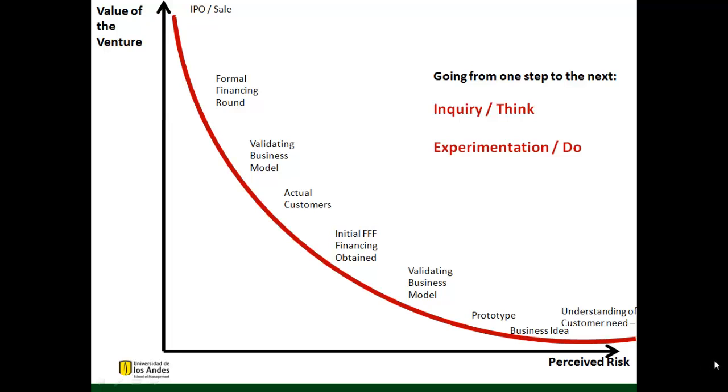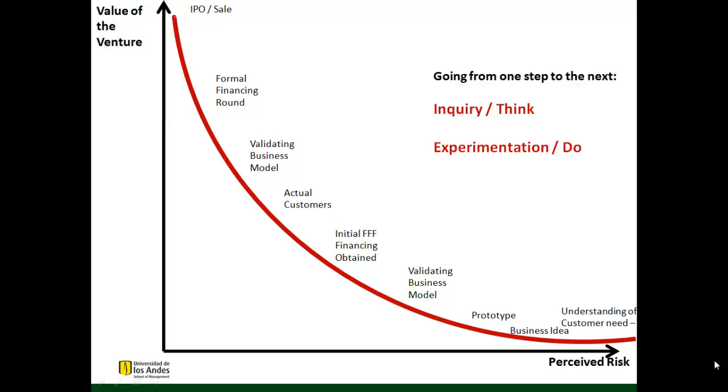Think about this framework. We have perceived risk on the horizontal axis and the value of the venture on the vertical axis. So at the very beginning, you are at the right end. You have the highest perceived risk and the lowest value of the venture. At the beginning, at the lower right end of the graph, all you have is an understanding of the customer need and an idea.